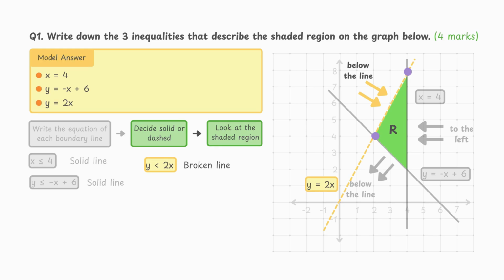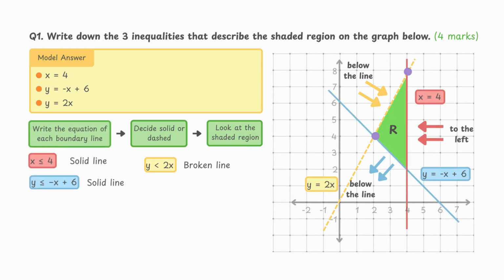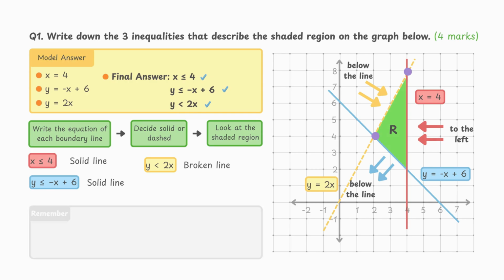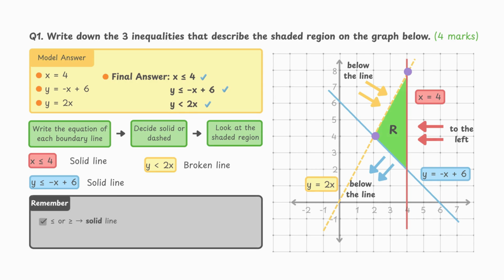So now we can write the final answer. x is less than or equal to 4, y is less than or equal to negative x plus 6, and y is less than 2x. Quick reminder: solid lines mean include equals, dashed lines mean do not include equals, and always check the shaded region carefully. Follow these steps, and you can confidently identify inequalities from any graph.